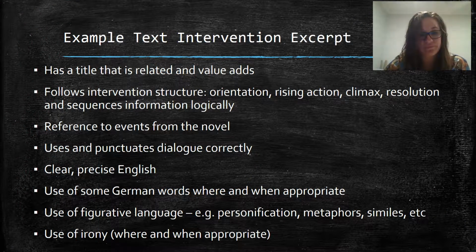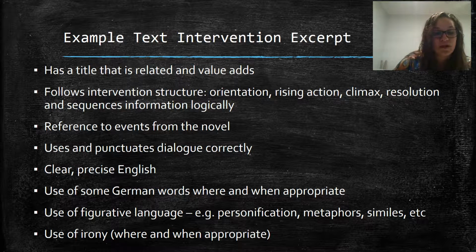So in summary, just remember you need to have that title that's related and value adds. We need to follow the structure. You should be referencing events from the novel, which is why it's important that you've read the whole novel. You need to look at how to punctuate your dialogue correctly, the language that you're using, including clear and precise English, the use of some German words where and when appropriate. Don't just go adding it in for the sake of it. Lots of descriptive language, including figurative language, and if possible, can you pick a situation that might build on some irony?